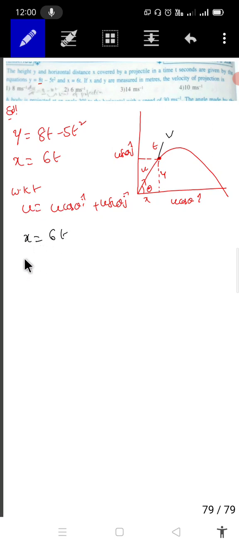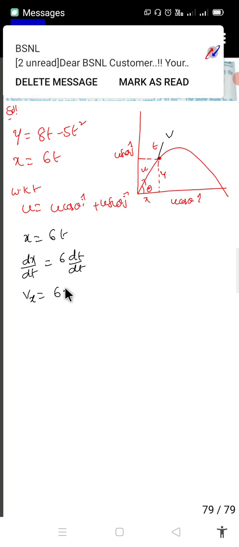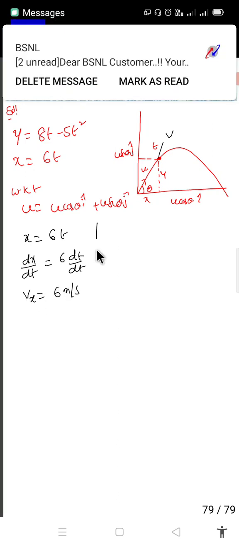Now I am going to differentiate this to get velocity, since this is distance they have given. So dx by dt with respect to time equals 6 into dt by dt. Now dx by dt is vx. So vx equals 6 meter per second initially.